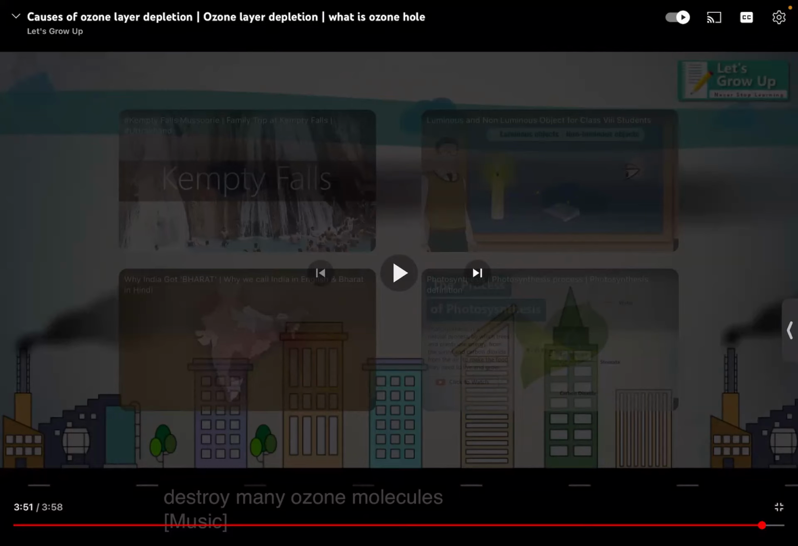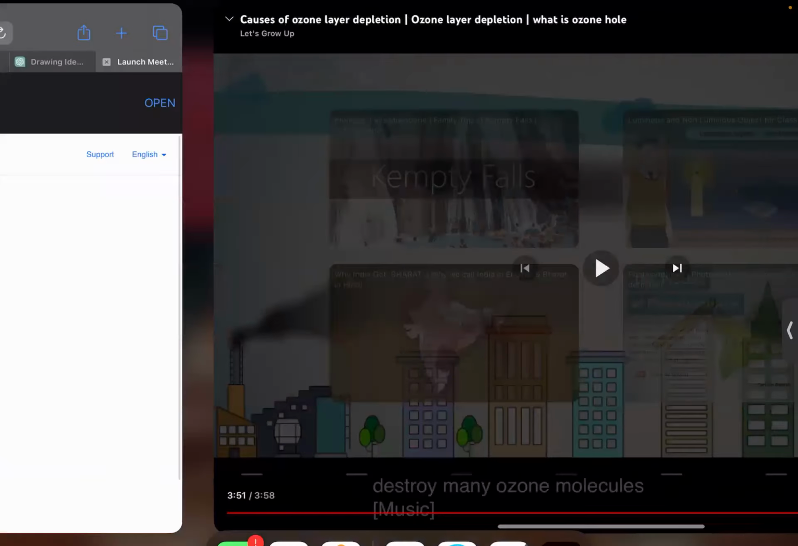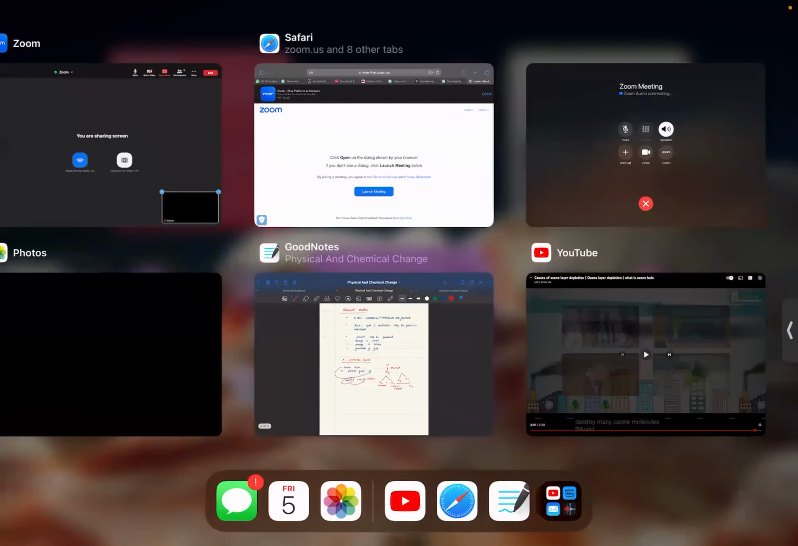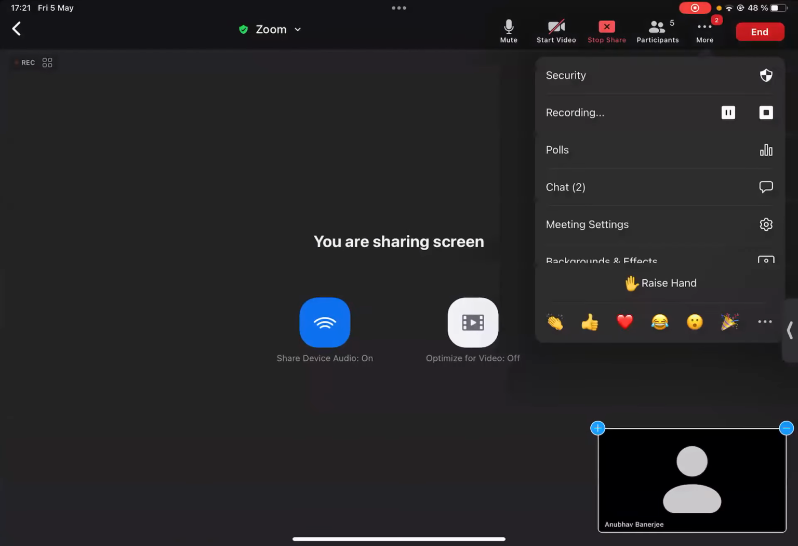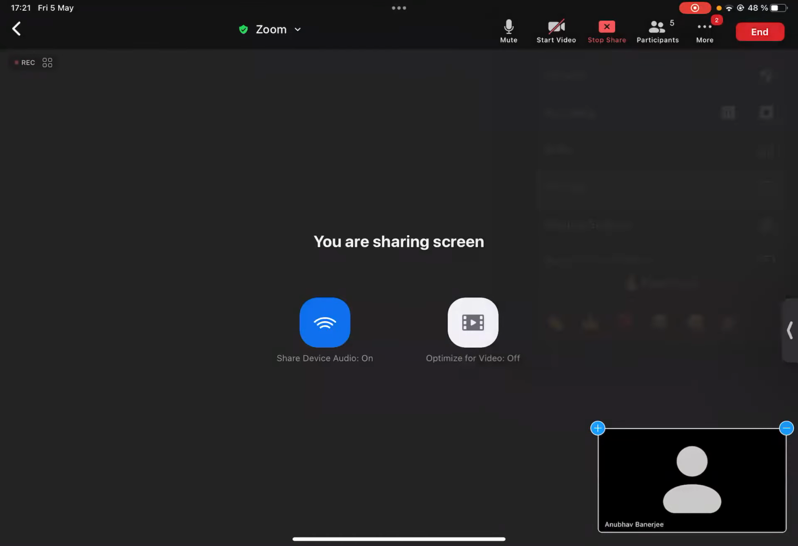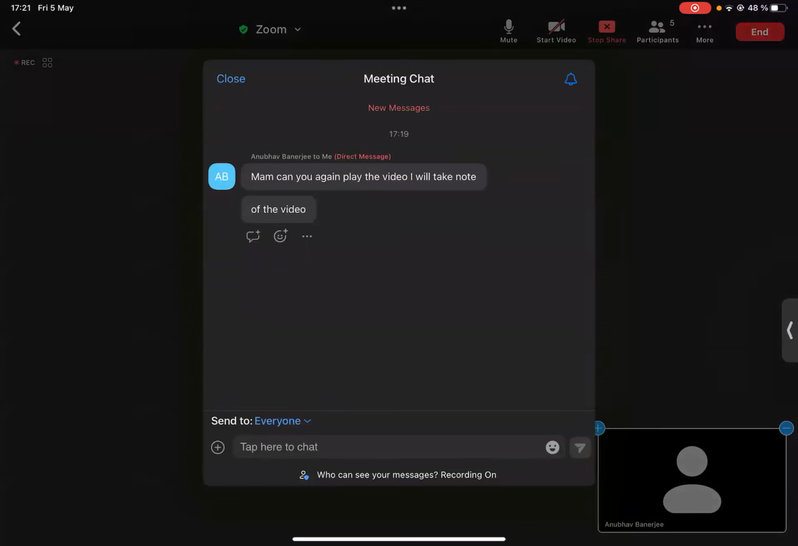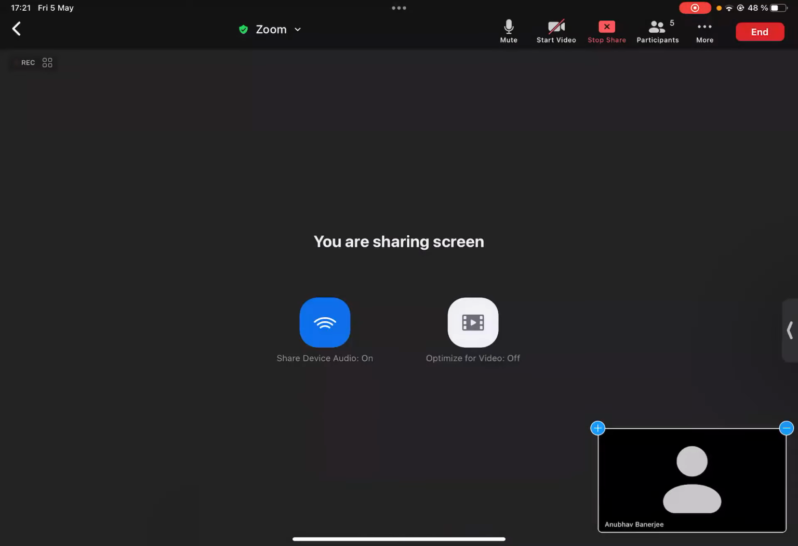Okay, Anubhav, tell me how many atoms does ozone have? Ma'am, 3. And what is O with a single atom known as? Ma'am, can you repeat again? What is O1? Ma'am, it is one atom of oxygen, ma'am. There's another name that I told you. What is it? Atomic oxygen. Okay. Okay, ma'am.